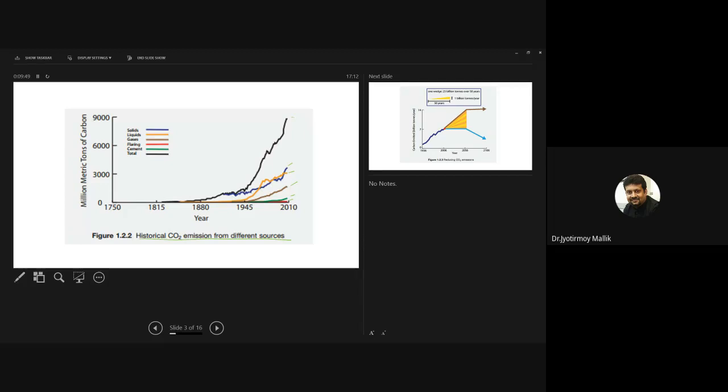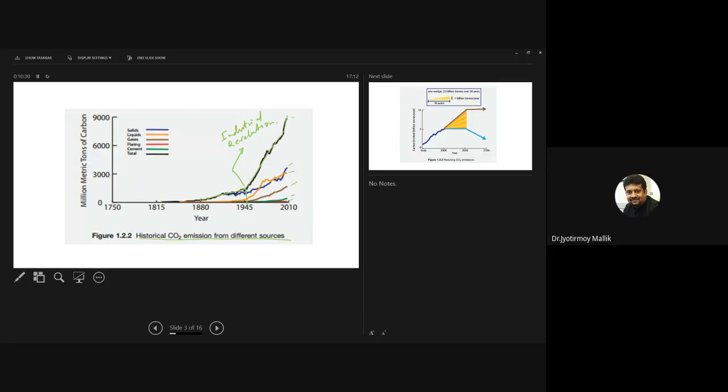Now look at this. We don't have any record maybe before 1815, okay, 1880. And then look at this, the carbon dioxide emission was steadily increasing. From 1945, of course, there is a steady jump of carbon dioxide emission. By 2010, it's even steeper, right? Now, this is coinciding with the industrial revolution.